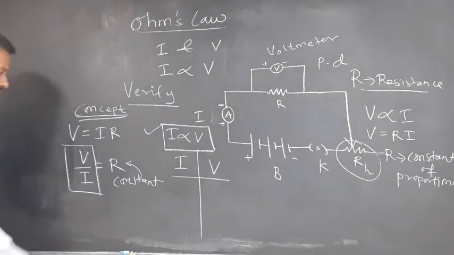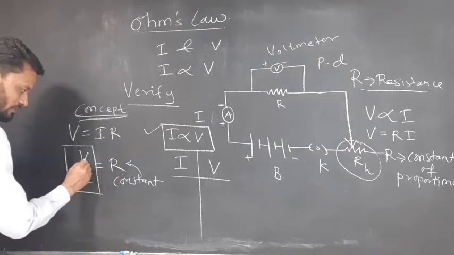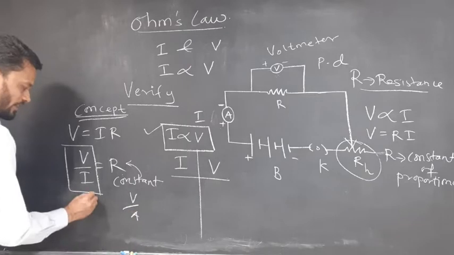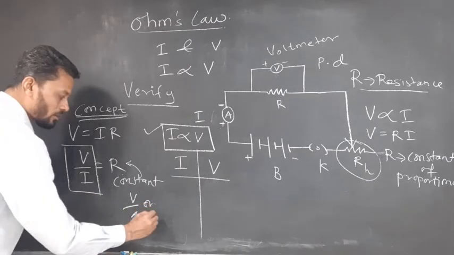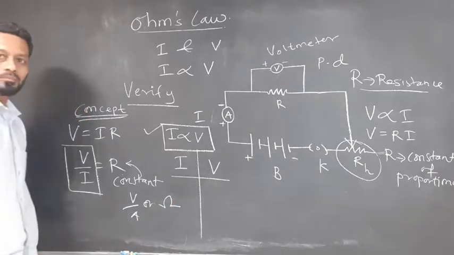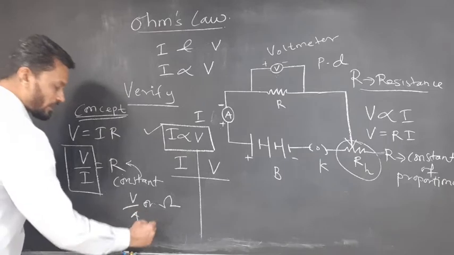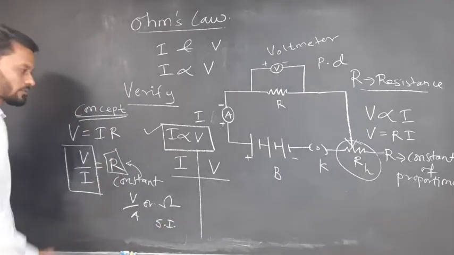But before we move ahead, let's see what is the unit we get for resistance. This is V, which is measured in volt, and the current is measured in ampere. So volt per ampere, also written as ohm, is the SI unit of resistance.